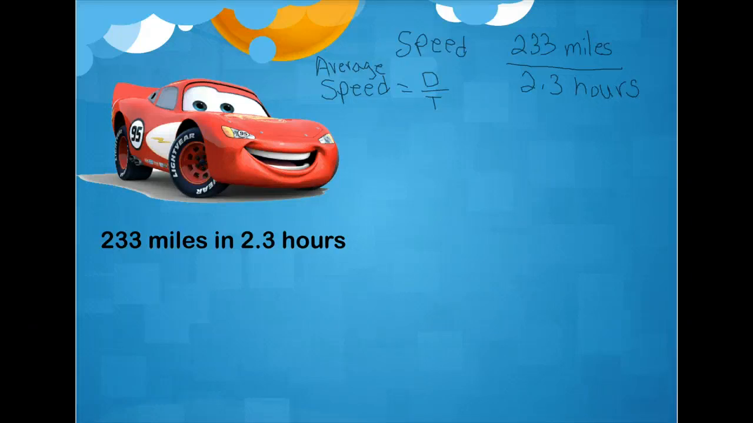Okay, so when we take that and we divide it out, we're going to get a number with a lot of digits. So let's write that down. If you have a calculator, you can do this and verify my math. 101.30434782261. Okay, that's what you get on a calculator.